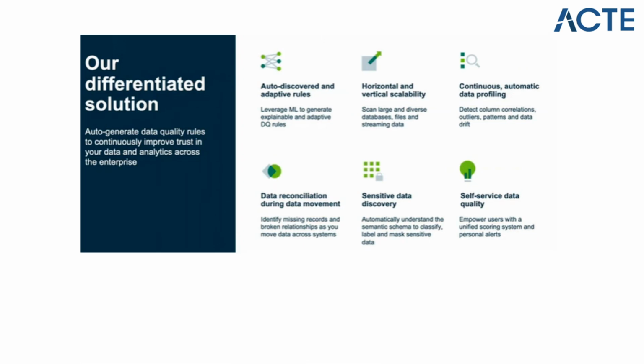And if you see the features of data quality, it has auto-discovered and adaptive rules. The adaptive rules will auto discover and apply themselves to our data sets, and there is horizontal and vertical scalability. So if our row count is increasing, if for a table we have lakhs and lakhs of rows, it is scalable. We can apply our job and see the data quality for such a huge data set as well.